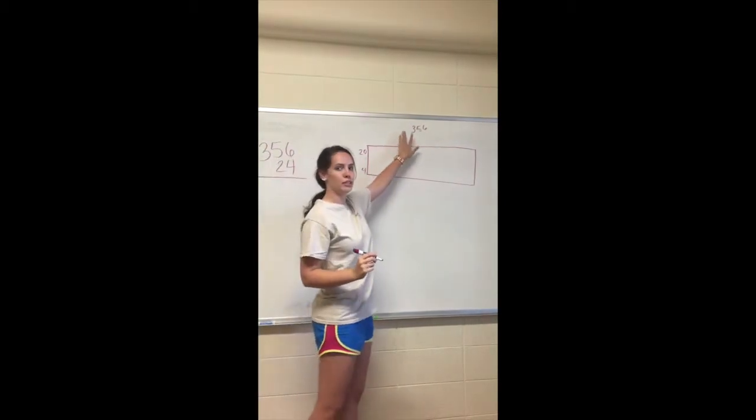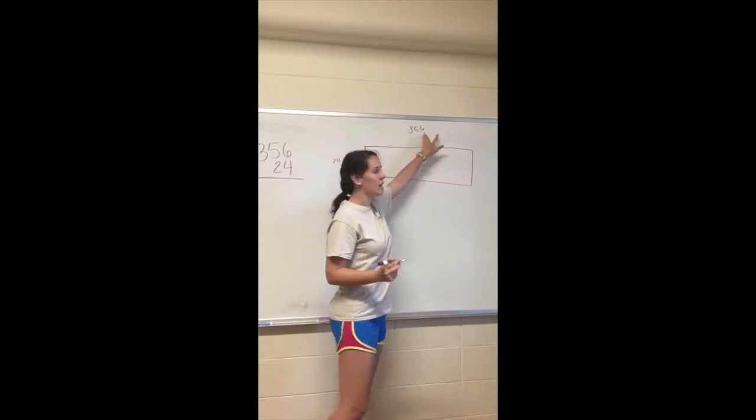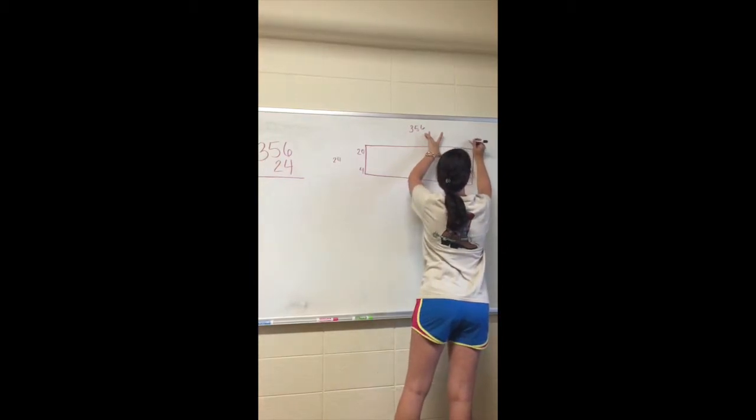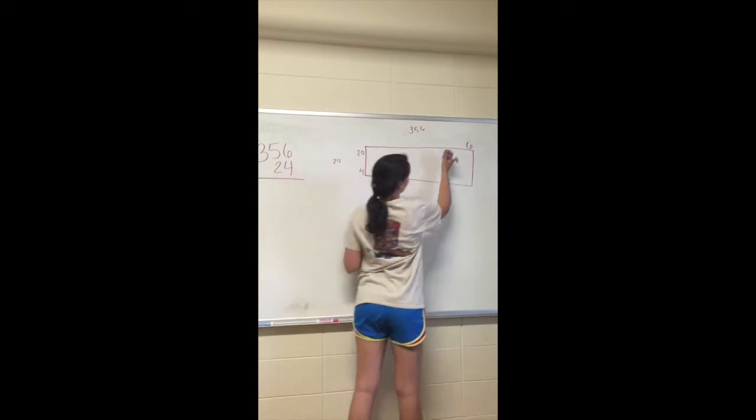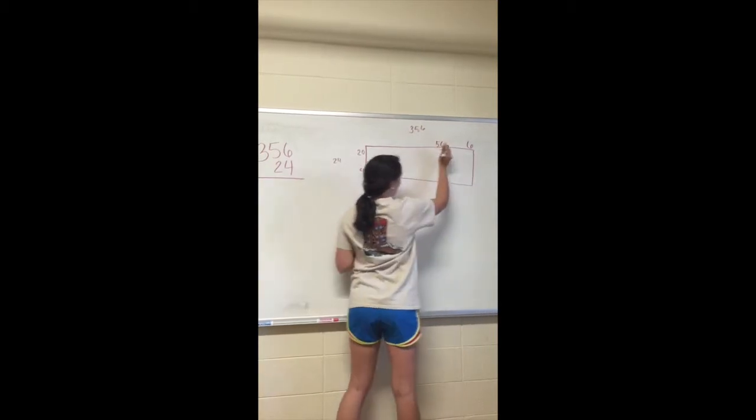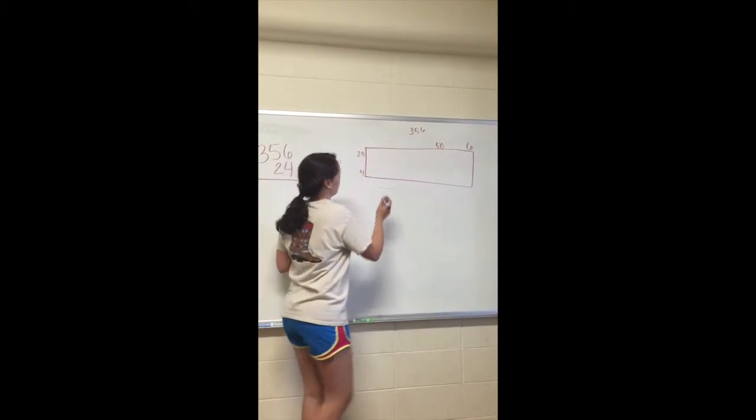We're going to do the same thing for 356. In the 1 spot we have a 6. We're going to put this down here. In the 10 spot we have a 5, so that's going to represent 50. And in the 100 spot we have a 3, that's going to represent 300.